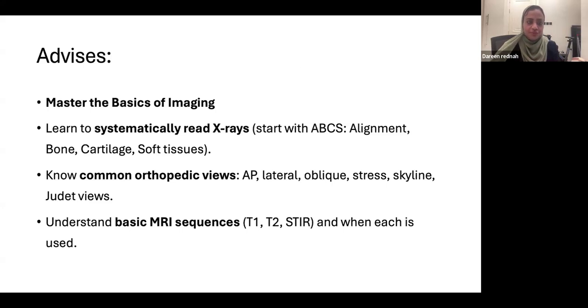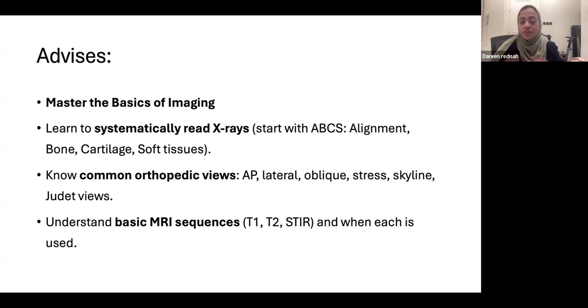Okay, so my advice for you. First advice, master the basics of imaging. During my residency, I bought an MSK imaging book to read X-ray, CT, MRI sequences, and how to do the views, AP, lateral, obliques. Some of my training was in a hospital that didn't know how to do skyline views or Judet views. So I read it from the book, I applied it with the radiology technician, and learned the alignment and the measurements in the X-ray.